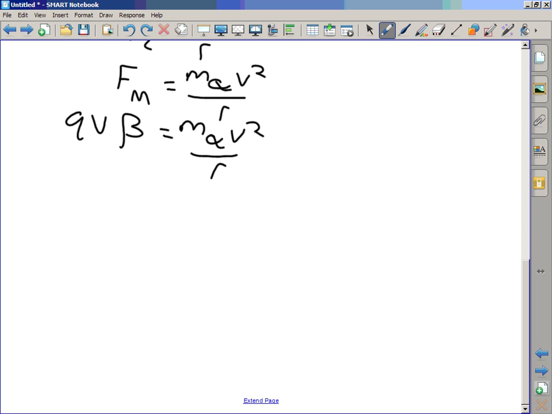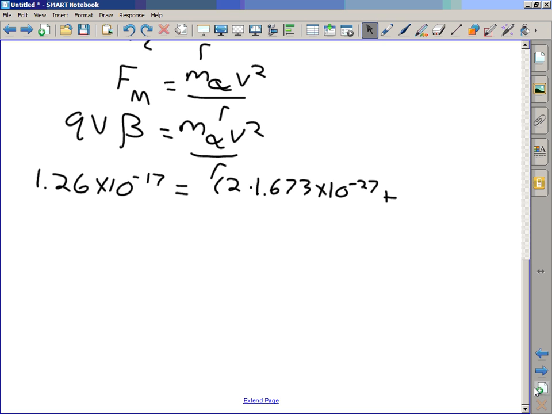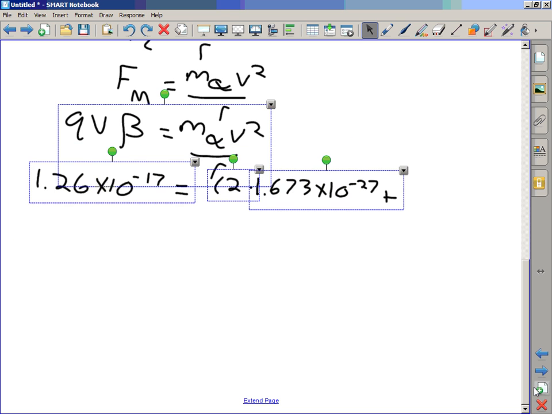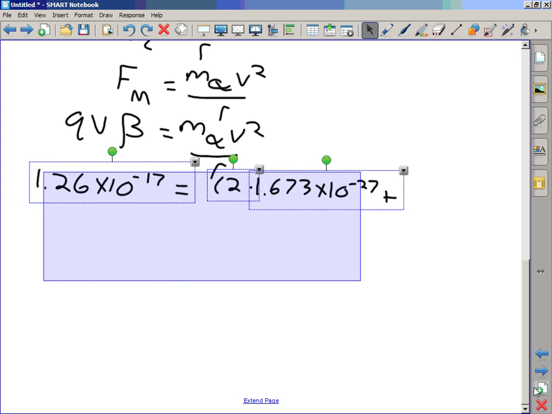What does the left-hand side come out to be? 1.26 times 10 to the what? 17 equals. Now, mass of alpha particle. How do I get that? Good. 2 protons, 2 neutrons. So that's 2 times mass of proton, 1.673 times 10 to the negative 27, plus mass of 2 neutrons, right?